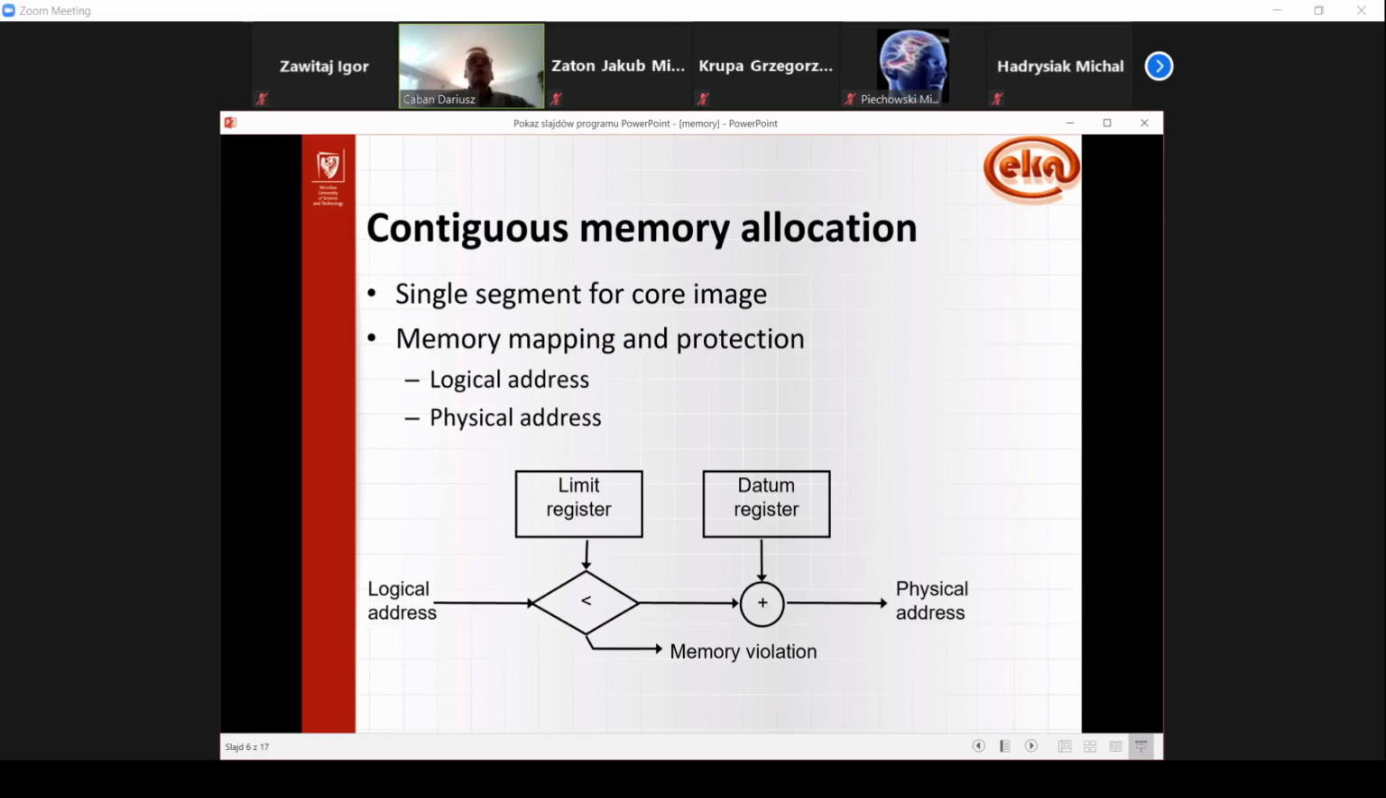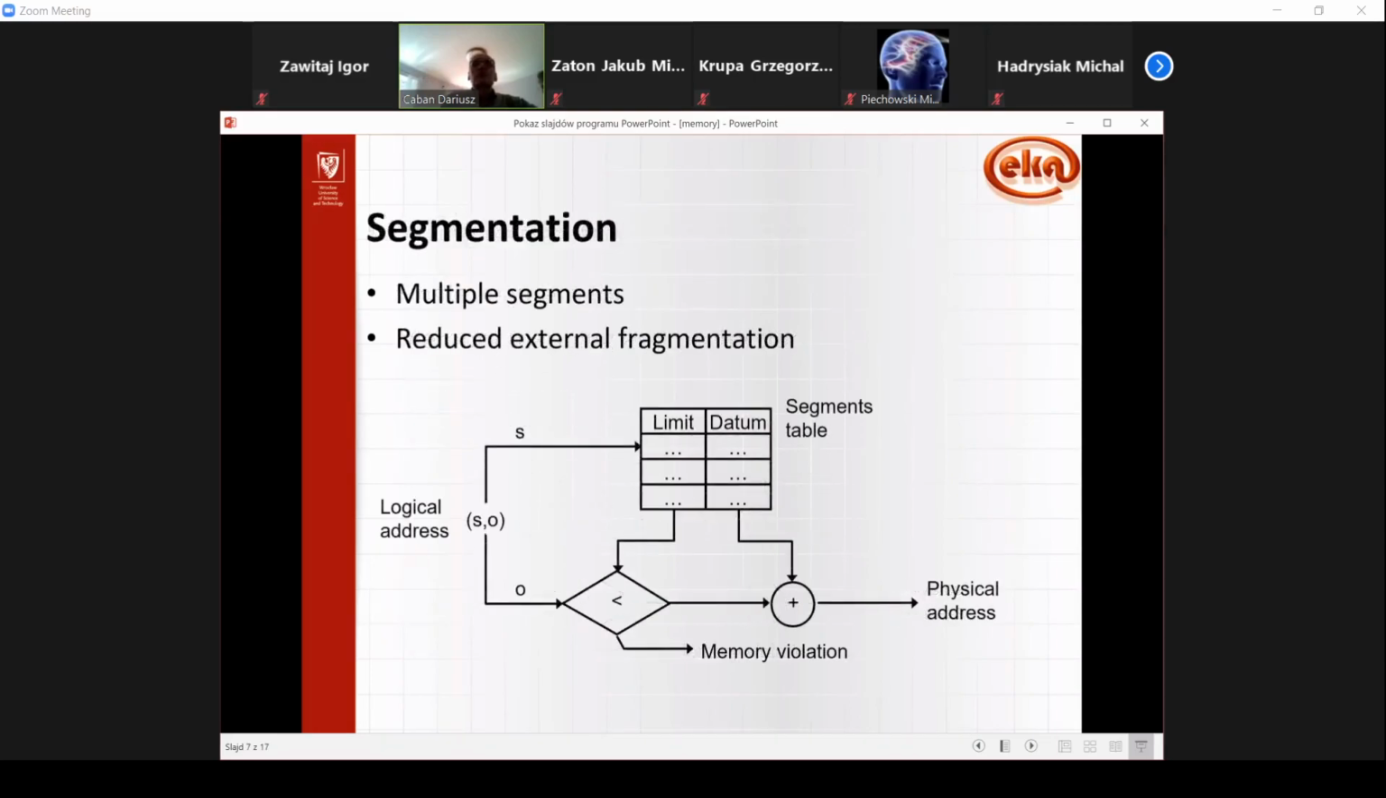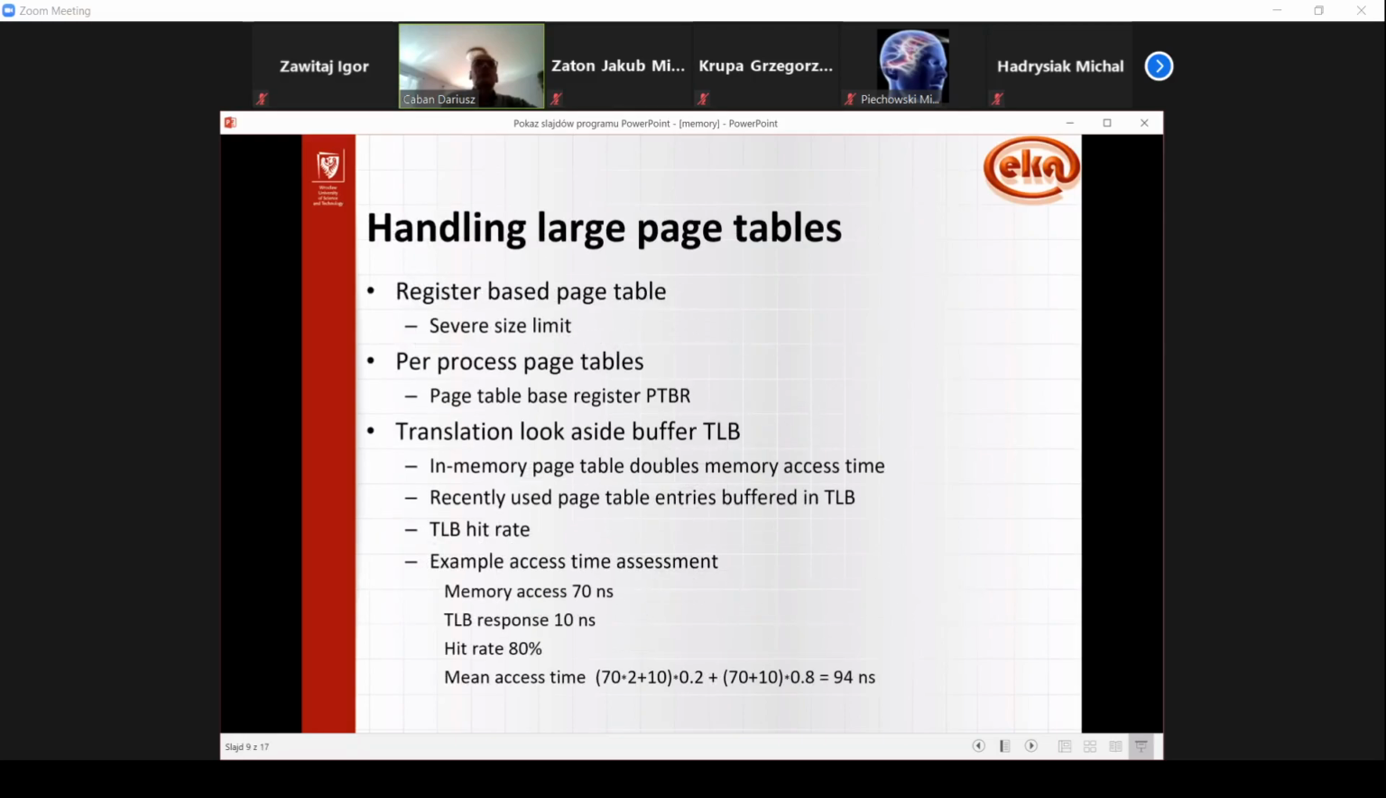Okay, but what is the problem? There are two problems actually. One problem is that the whole of the core image must fit into a single continuous block of memory. So if there are many programs, it is not easy to manipulate that, and I will show you what I mean in a moment. I don't have this slide, sorry.